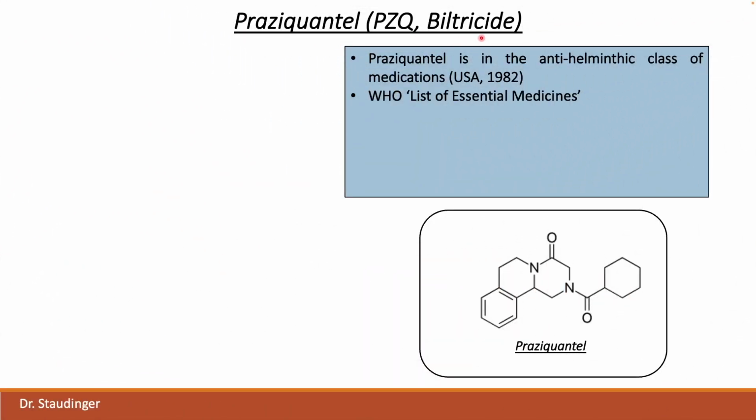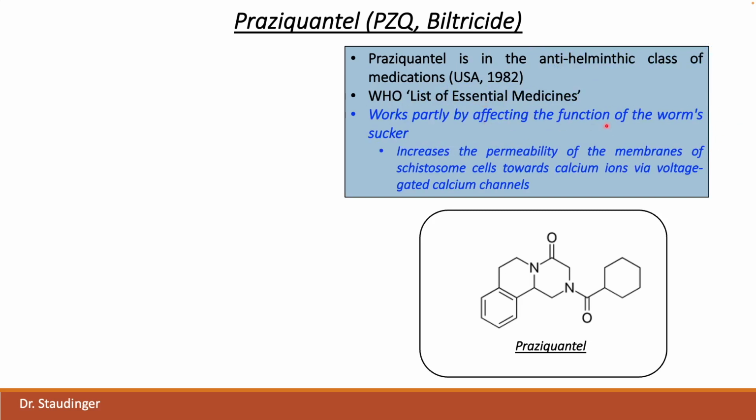Praziquantel, also known as Biltricide, was discovered in 1982 and it's an anti-helminth. It's on the WHO list of essential medicines. It works partly by affecting the function of the worm's sucker, specifically by increasing the permeability of the membranes of the schistosome cells towards calcium ions via the target voltage-gated calcium channels. Here's the structure of praziquantel.